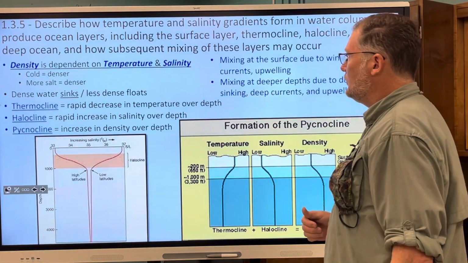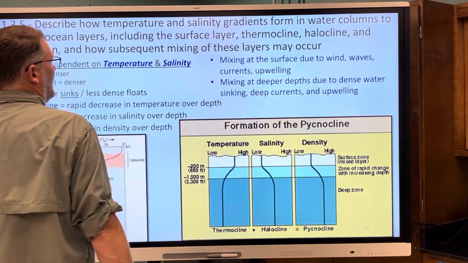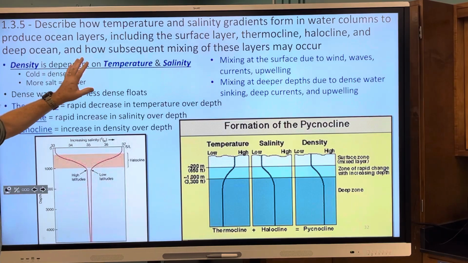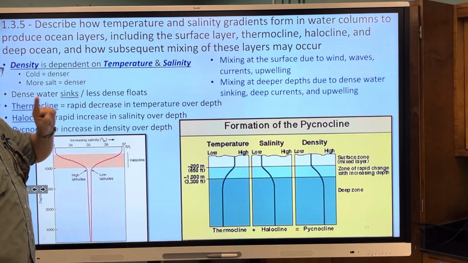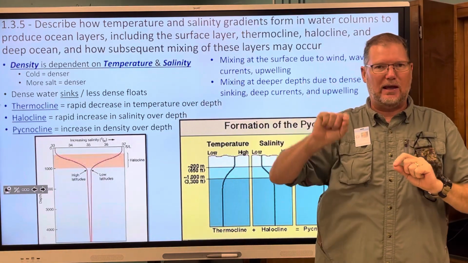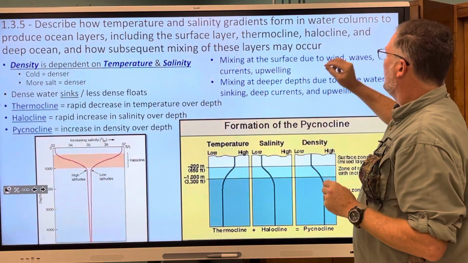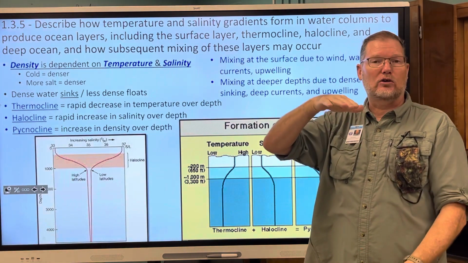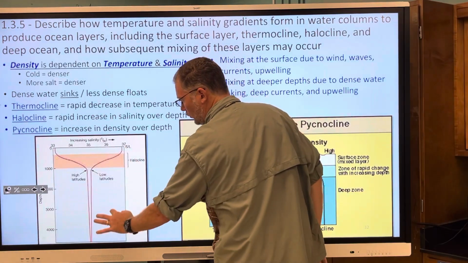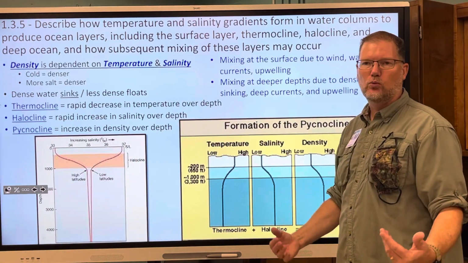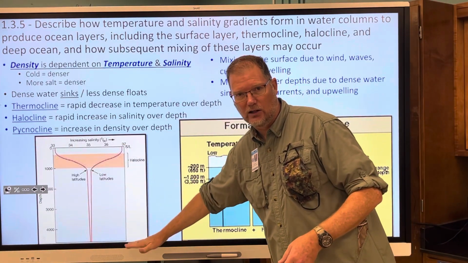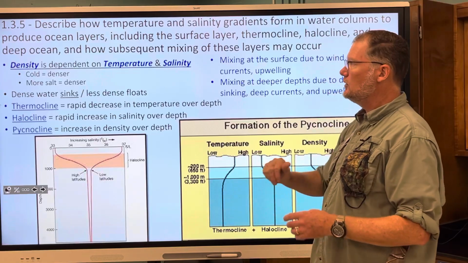All right, and next to last slide is something about the layers. So, okay, let me just read this for you. Describe how temperature and salinity gradients, that means you're changing through a space. It's a gradient. In water columns, and that space is called a water column. So if you measure a column of water from the surface all the way down to the bottom, that's what we're talking about, a water column. And gradient means changing over that column, over that space.